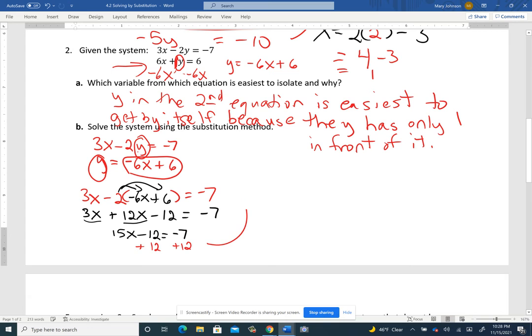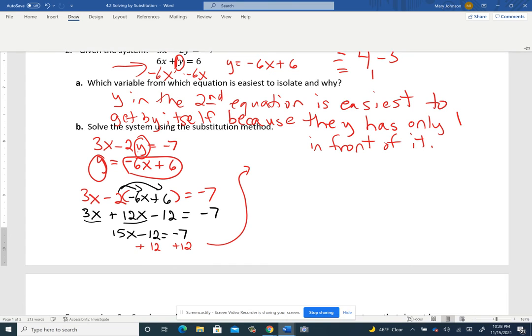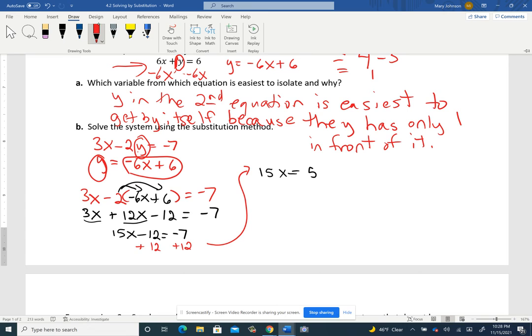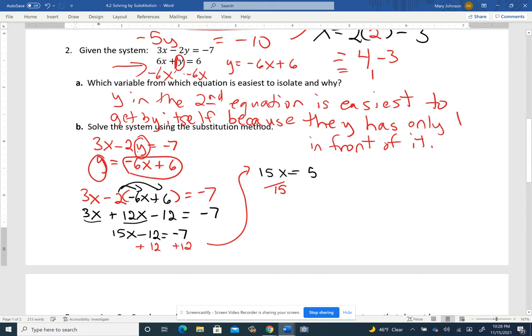Okay. So that's going to get me to 15x equals positive 5. And now I have to divide by 15. So I'm going to have a fraction. I'm going to wind up with x being 1/3.